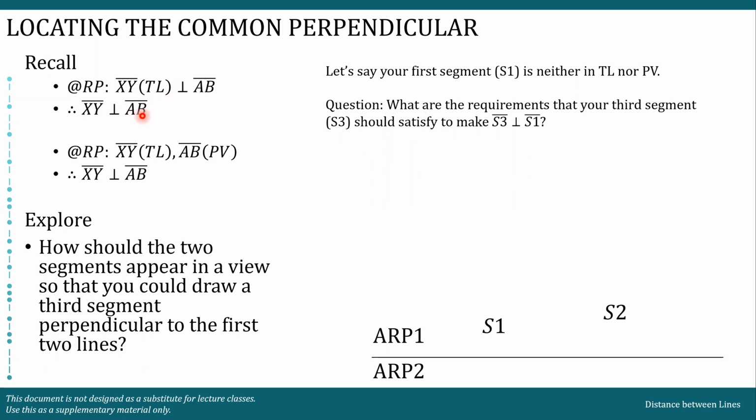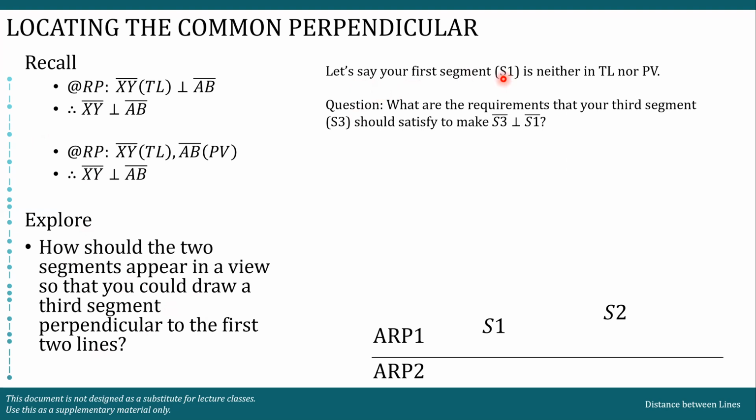That's one case. Another case is when in a reference plane, we can see one of the segments to be in true length, then the other to be in point view. Then we can also conclude that those two lines are perpendicular in 3D space. Okay? So, importante itong dalawang to. Now, let's explore how should the two segments appear in a view so that you could draw a third segment perpendicular to the first two lines. So, ibig sabihin, ano dapat ang itsura ng dalawang given segments natin such that we are able to draw a third line or a third segment perpendicular to both lines.